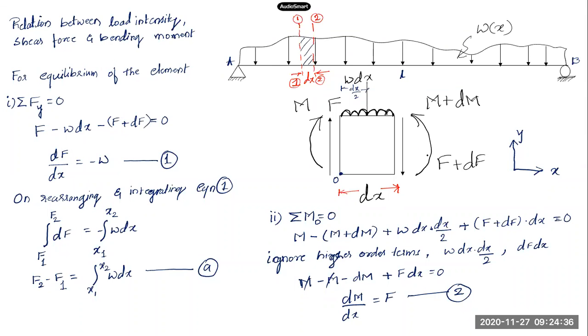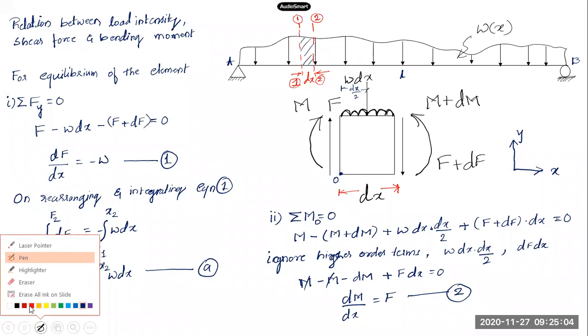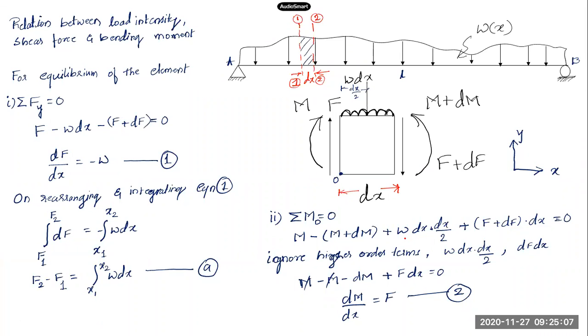And one more force is this shear force, which is on the right side face of the section. So it is f plus df. What is the moment of this force about point O? F plus df into dx, and direction is clockwise. It will try to rotate this element in clockwise direction. So f plus df into dx. In this equation we have totally neglected the higher order terms, which are very very small, negligible. The higher order terms are this one and this df into dx. So those terms have been neglected over here.